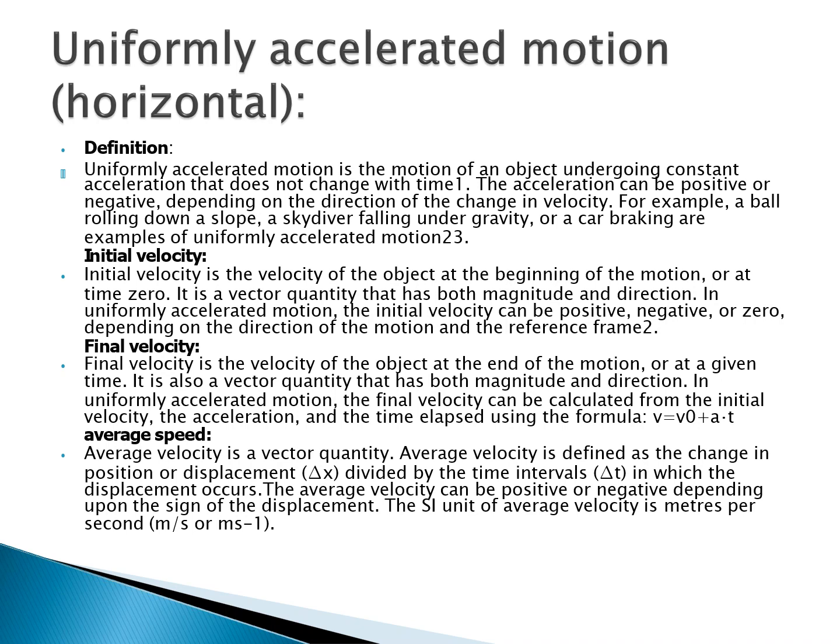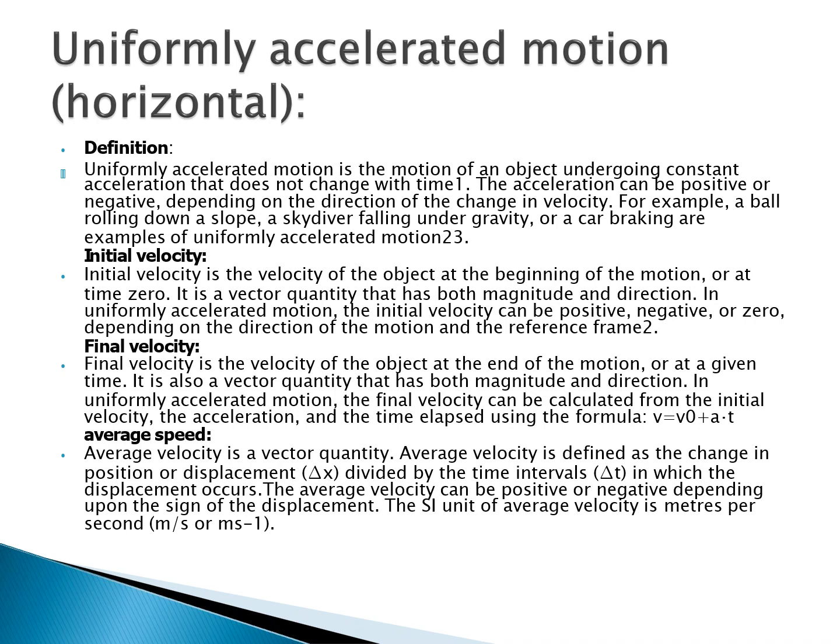Uniformly accelerated motion. Uniformly accelerated motion is the motion of an object undergoing constant acceleration that does not change with time. The acceleration can be positive or negative, depending on the direction of the change in velocity. For example, a ball rolling down a slope, a skydiver falling under gravity, or a car braking are examples of uniformly accelerated motion.